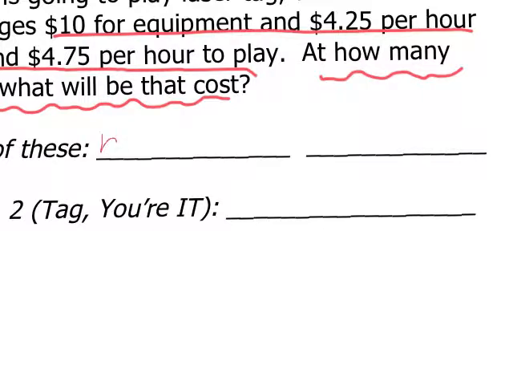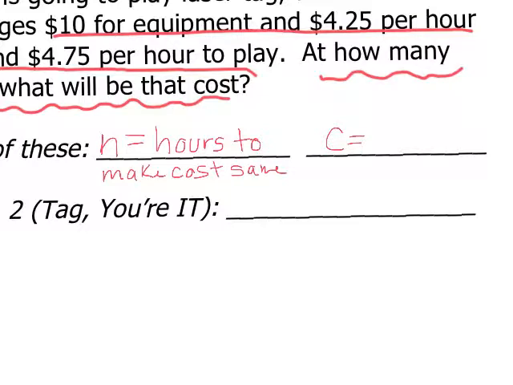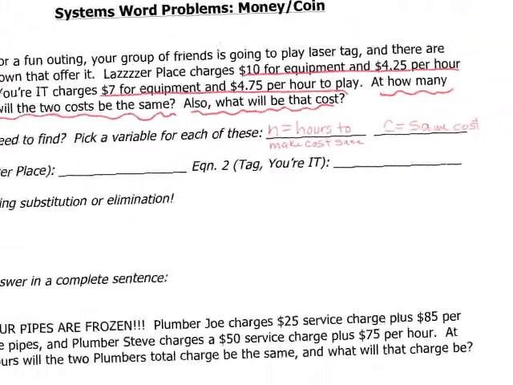So H is going to be, why is my stylus not working? Hours to make cost same. And then it also asks me for, I'll just say C, the same cost. All right, so it gives me 2 pieces of information that I now need to write equations with.